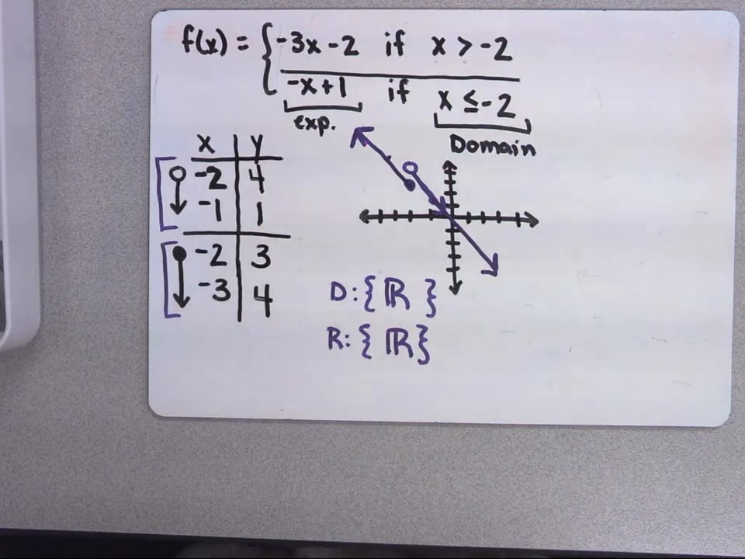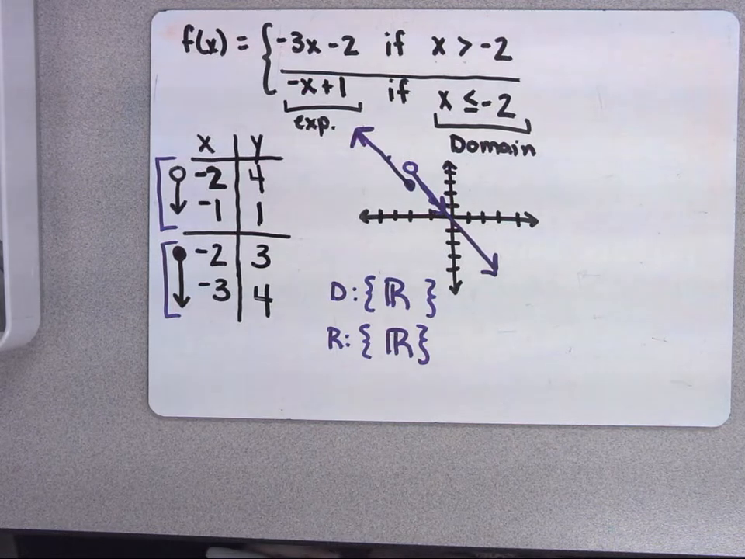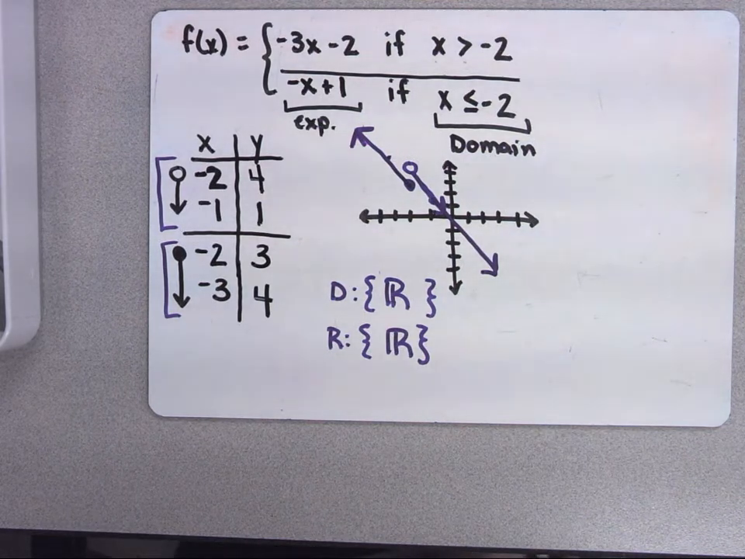Lila, your function is f of x equals the greatest integer of the double bracket 1x minus 5. That's it. Closer. Yeah, one of those is way thicker than the other.